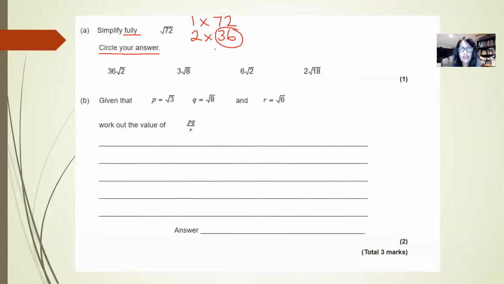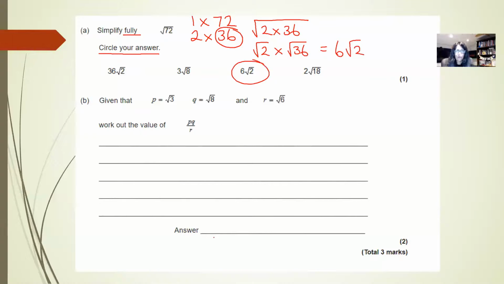So 2 times 36 is 72. So that's root 2 times 36. Separate it, root 2, root 36. Root 36 is just 6. So our answer is 6 root 2. There it is. Fantastic. Okay, next question is 2 marks.